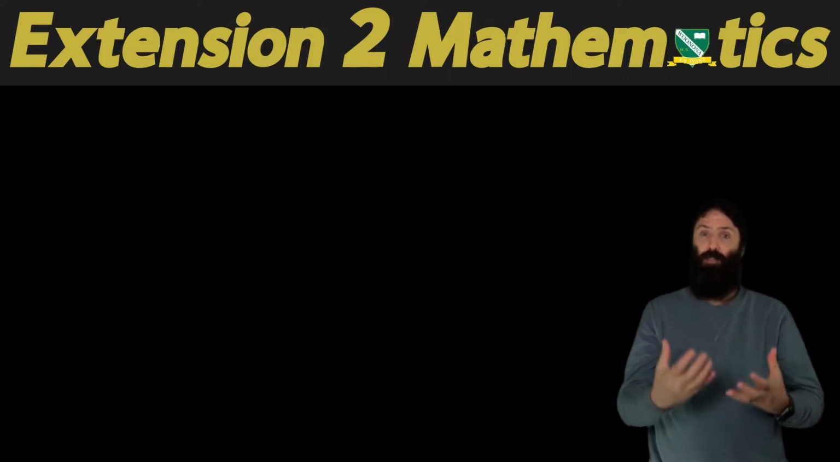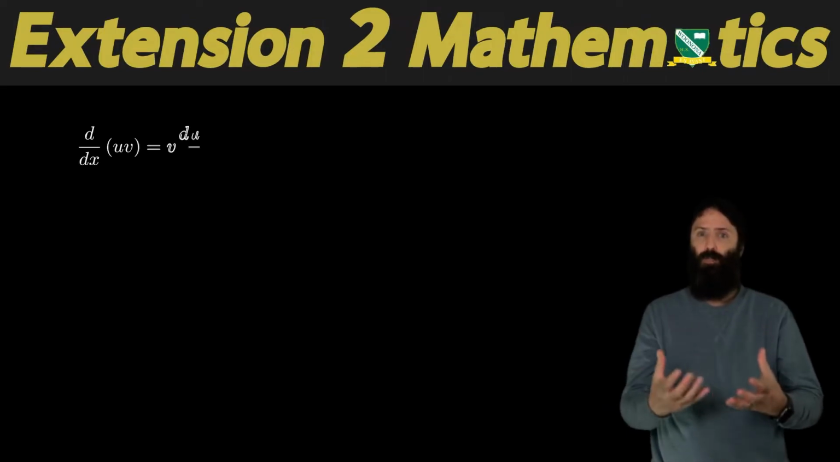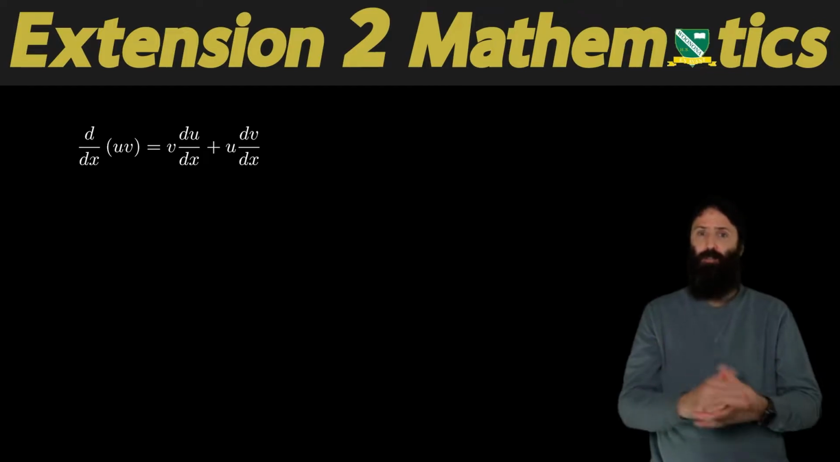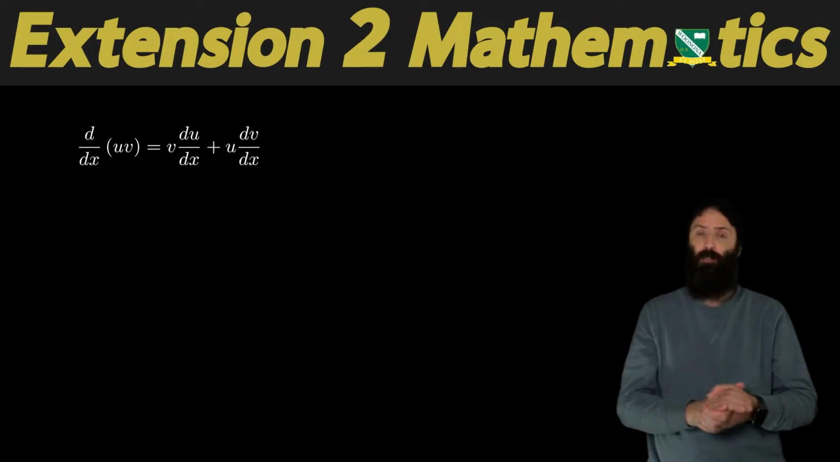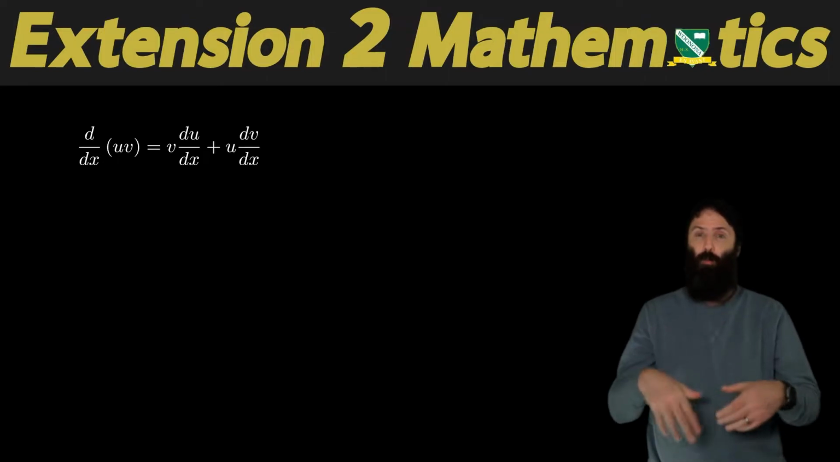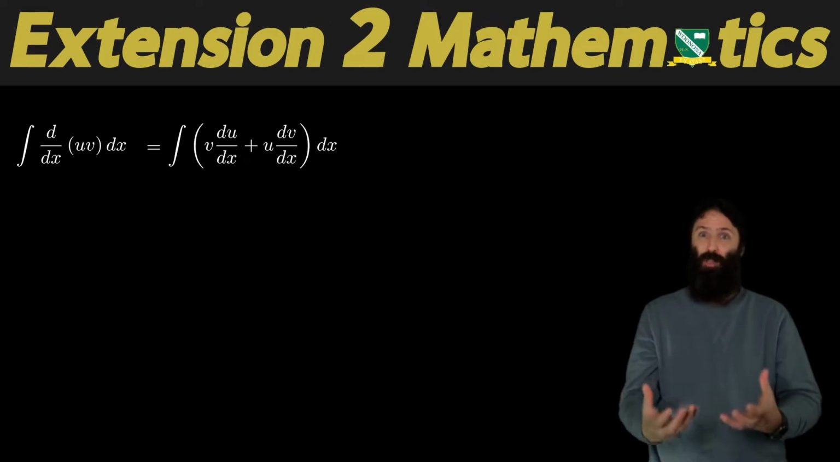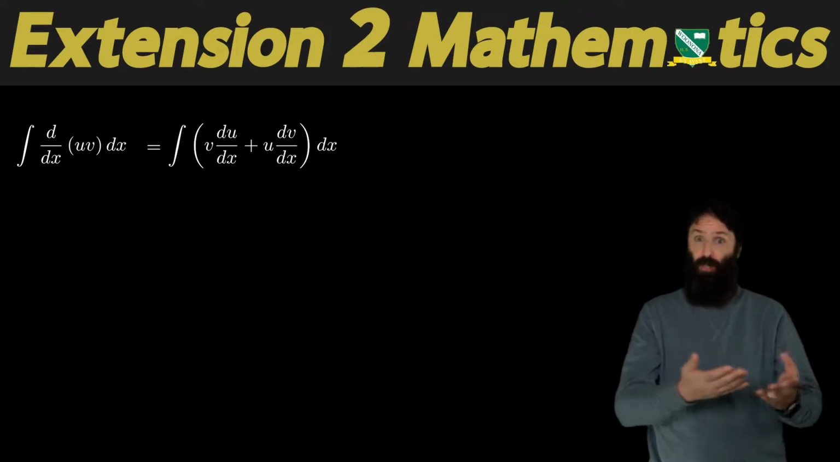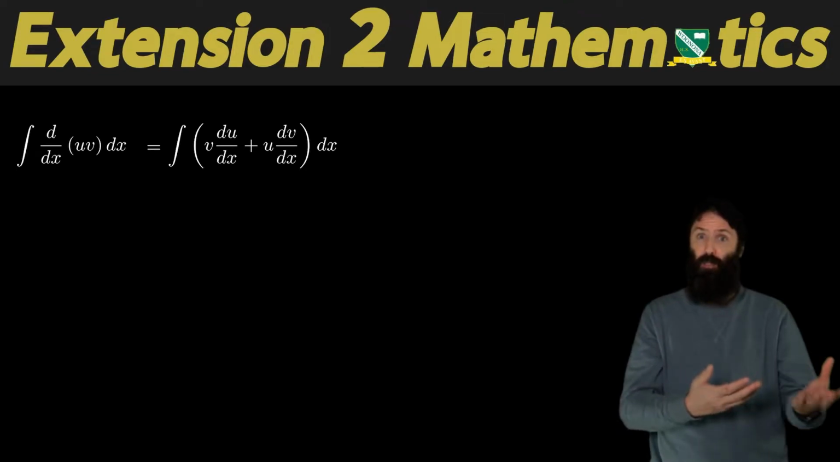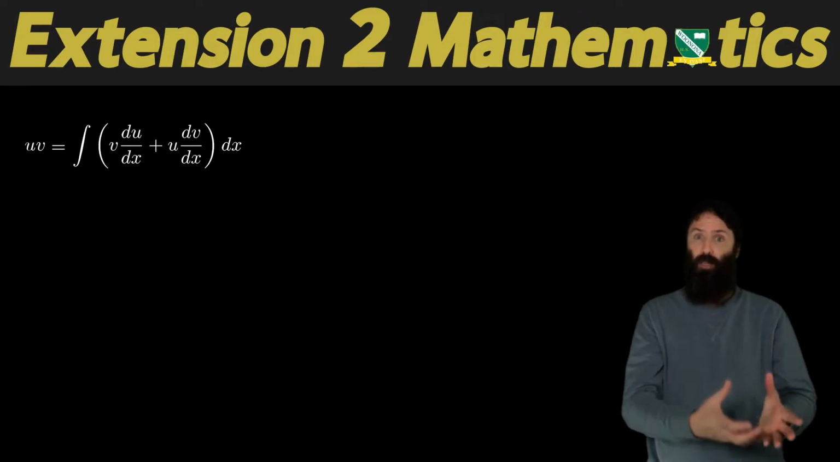So let's refresh the product rule. The product rule says that d/dx of uv, a product of two functions u and v, is equal to v du/dx plus u dv/dx. And what we want to do now is take the integral of both sides. Now we can use two things to help us out here. On that left-hand side, I can use the fundamental theorem of calculus to realize that it's just inverse operations, an integral and a derivative of the same variable. I can just cancel it down and get uv.